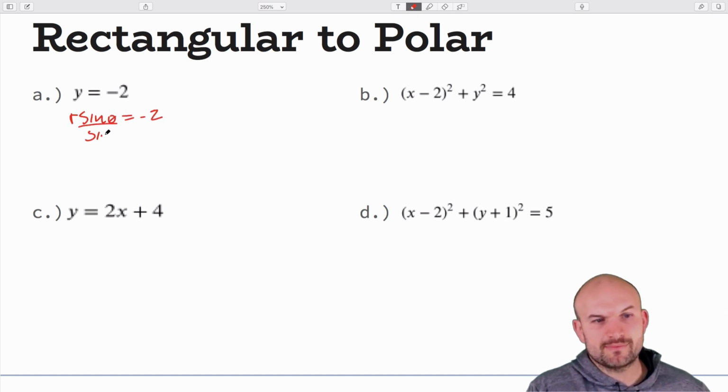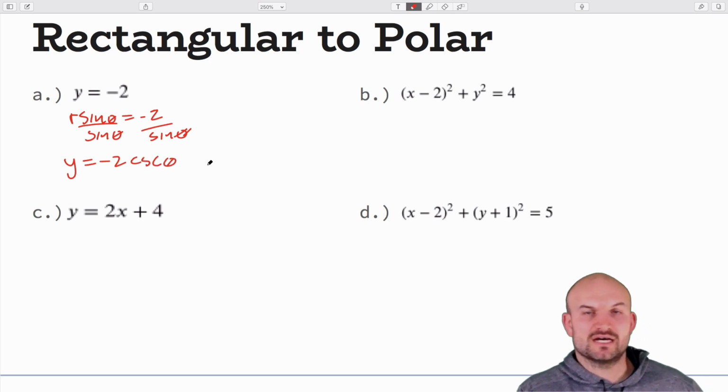-2, when I divide by sine of theta on both sides. That's the same thing as rewriting this as cosecant. So you'll most commonly see this as cosecant of -2 cosecant of theta.